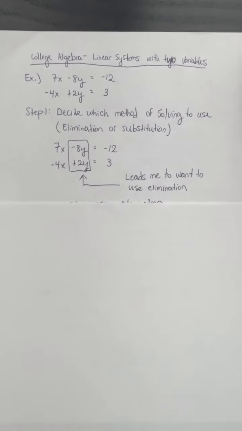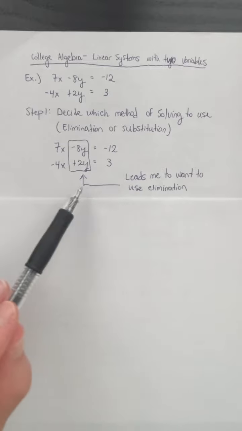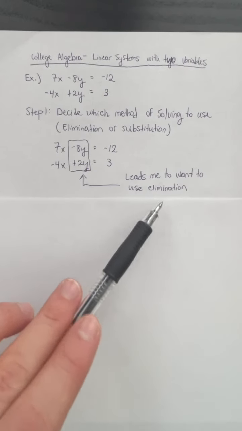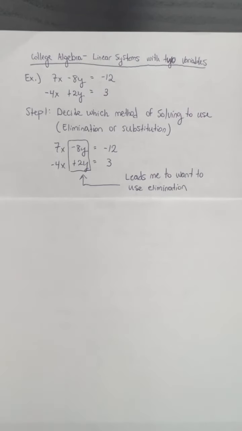So we can look at these two equations, and the first thing that sticks out is the negative 8 and the 2 for the y variable. So we know that these are very common, and all we have to do is multiply this equation by 4, and these two terms will cancel out. So that's what we'll go ahead and do. This shows us that we want to use elimination for our method of solving.